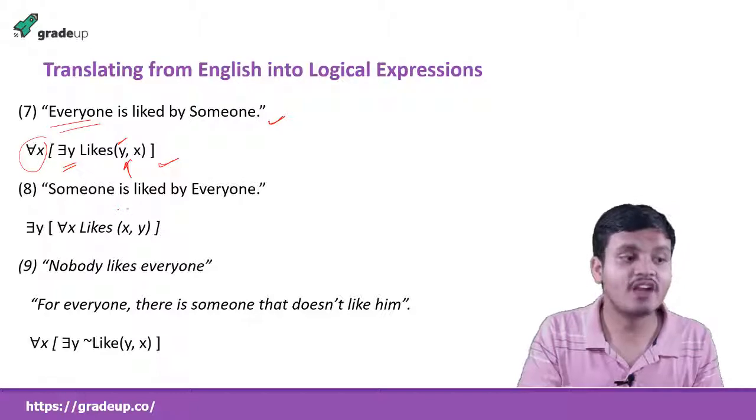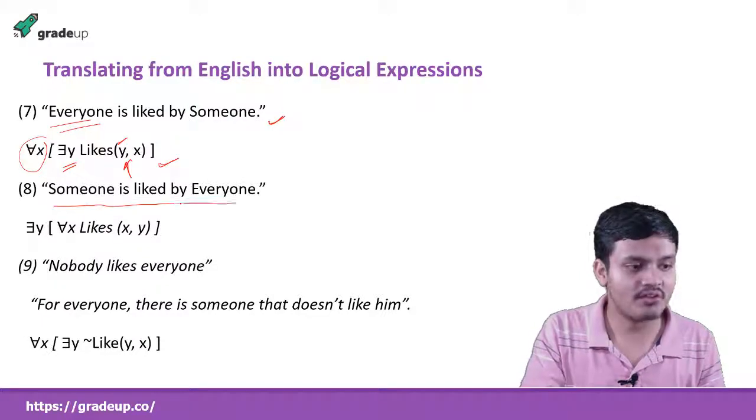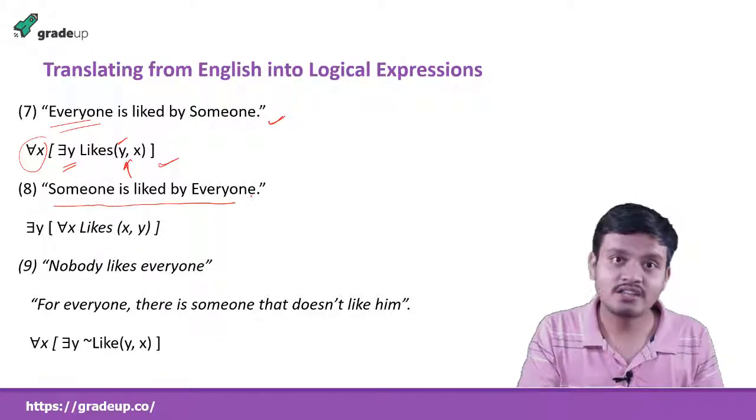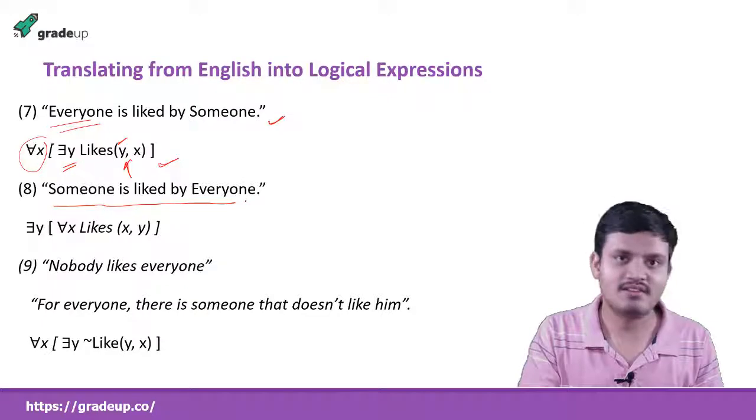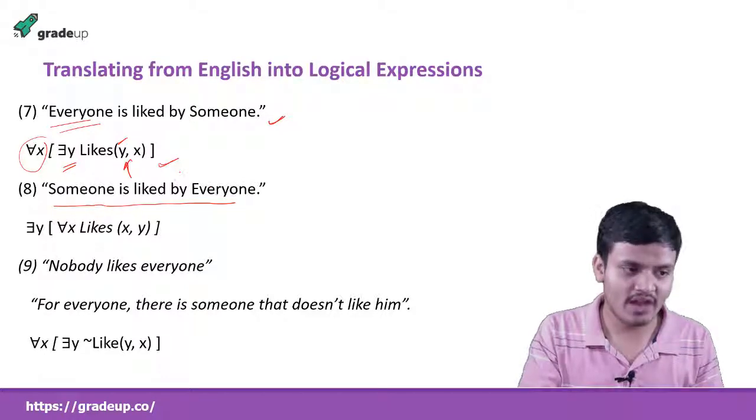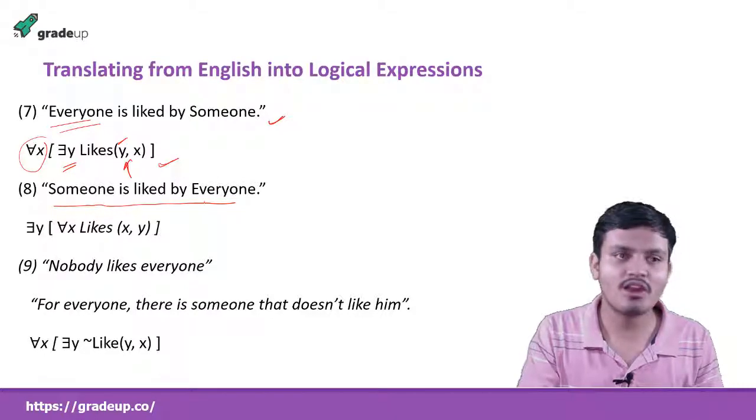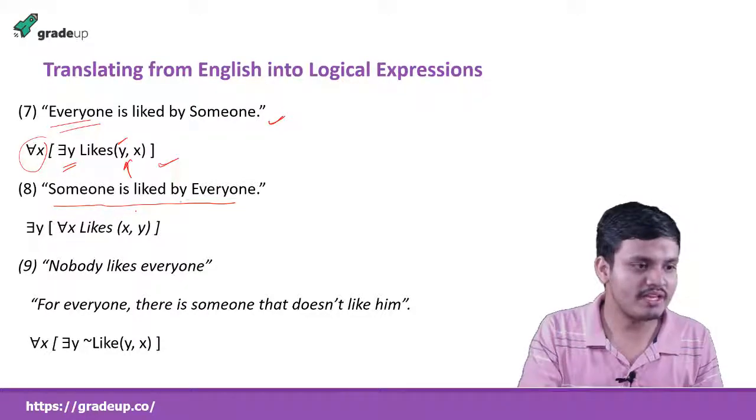Someone is liked by everyone. So this statement is different. Someone is liked by everyone. For example, Sachin Tendulkar is liked by everyone. So that is the kind of meaning this statement has. We all love Sachin Tendulkar. So someone is liked by everyone.